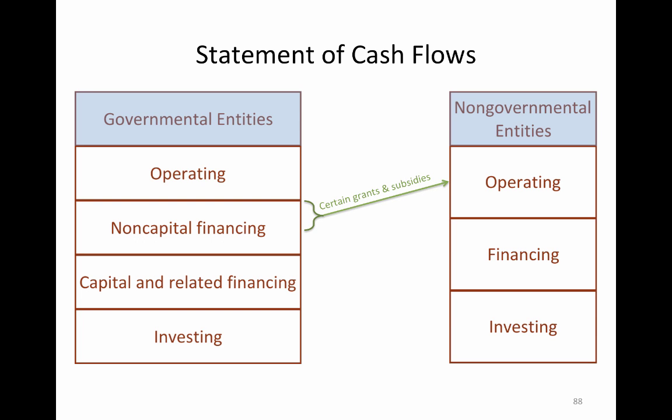There are certain grants and subsidies that are reported in non-capital financing for governments. For instance, general education aid that is provided by the state to state universities, that it's basic appropriation support. That's reported in non-capital financing and not in operating by public colleges, universities. Private and not-for-profit colleges and universities report that among the operating.